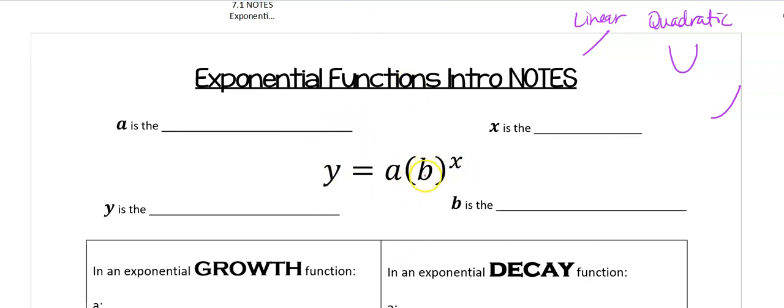So here is our equation. The A value is the initial value that you're starting at. So on an investment, it would be your initial amount.